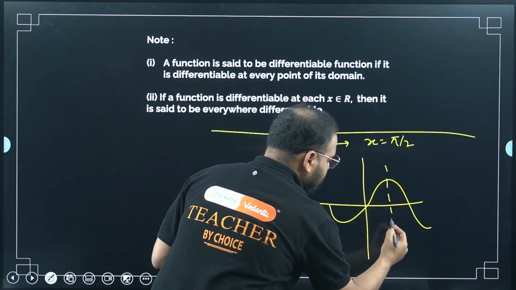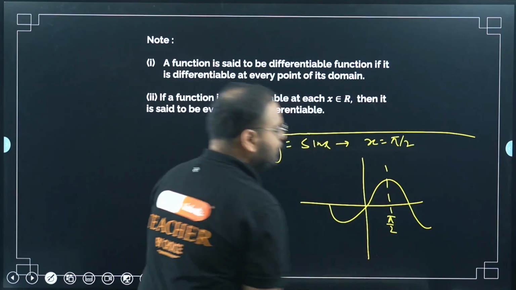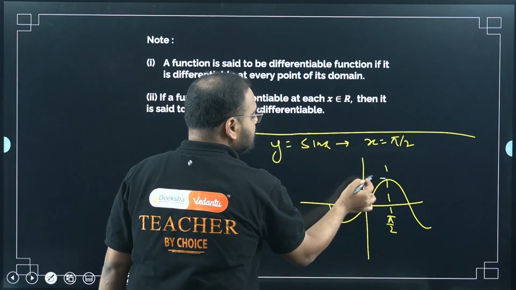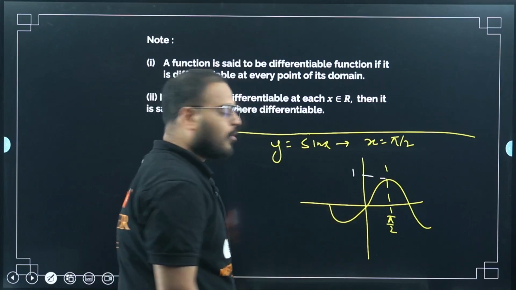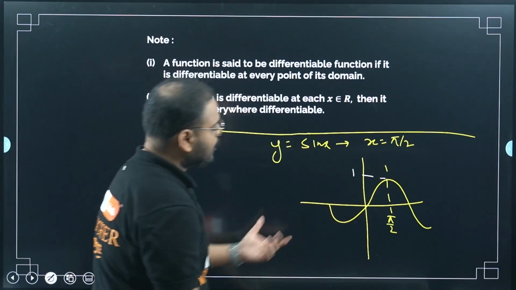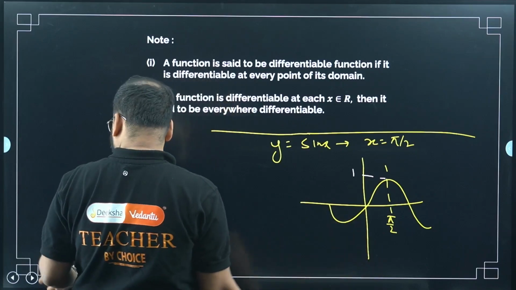Please check x equals pi by 2. What's the value for x equals pi by 2? All of you know this. This is nothing but 1, right? Yes, this is 1 only. Now, please check if I am finding the differentiability value.